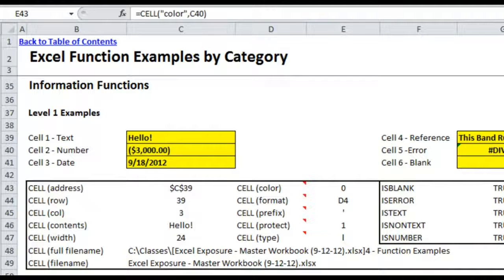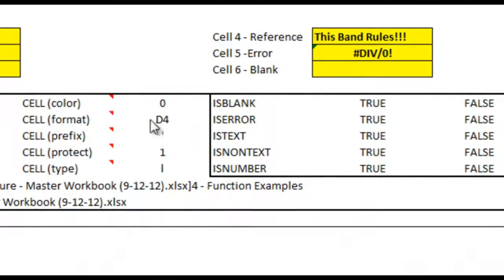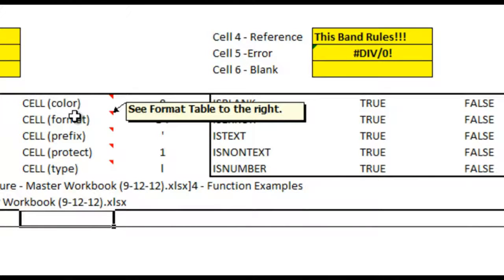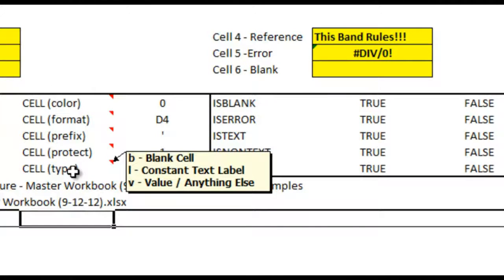There are a few more info types of the cell function that are a bit more bizarre, that aren't used as frequently, but I'll go through them real quick. Since they're a bit more complicated, I've put a comment into each of these cells that dictates what it will spit out as an answer.